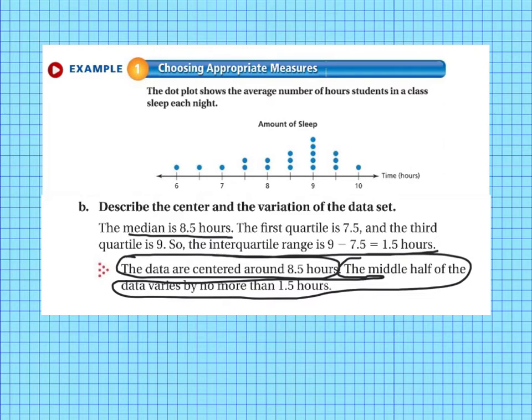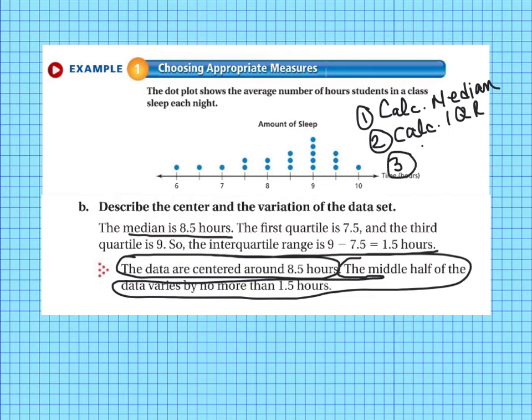So your steps for this are to calculate the median, and calculate the IQR, and then describe both the median and the IQR. So those are your steps for solving this part.